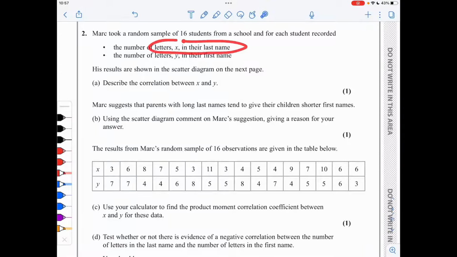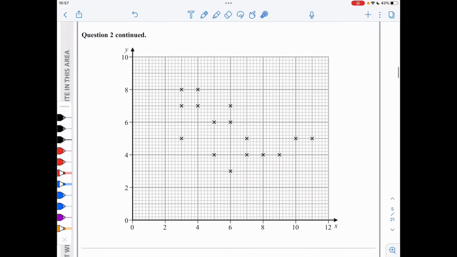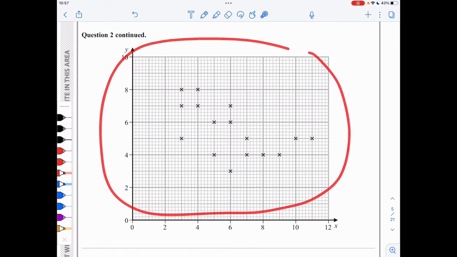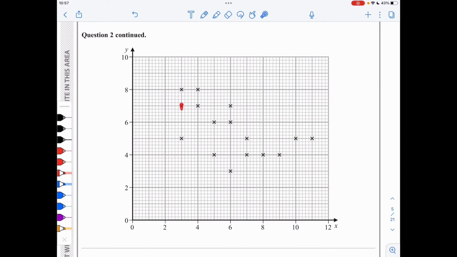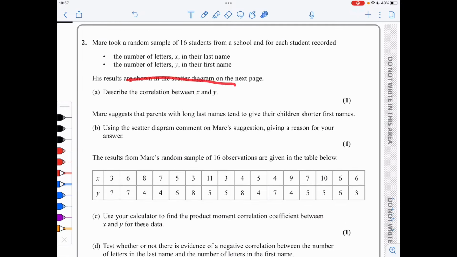In question 2, Mark took a random sample of 16 students from a school, and we have recorded the number of letters in their last name, that's X, and the number of letters Y in their first name. We have the scatter diagram shown here showing the results. So each of these crosses corresponds to one student, and it's the number of letters in their last name and their first name. So we are being asked for 1 mark to describe the correlation between X and Y.